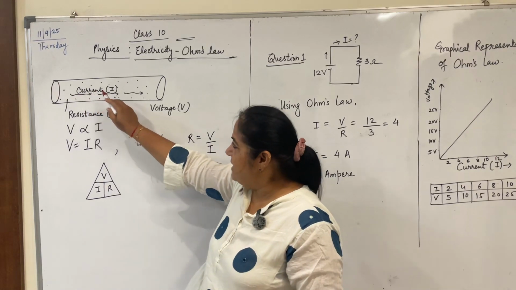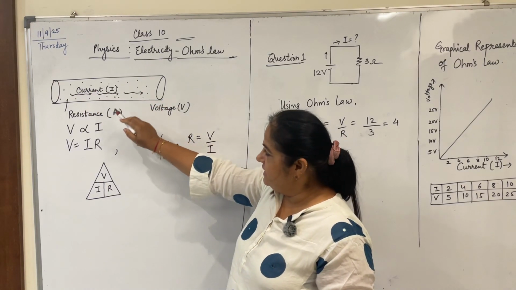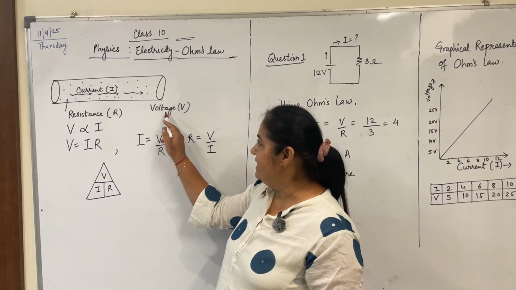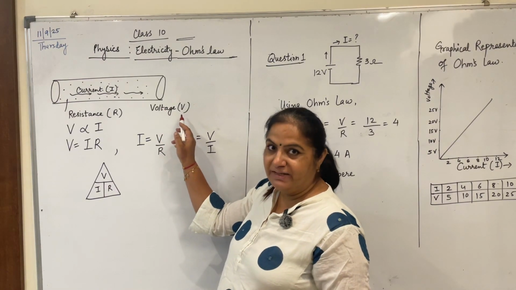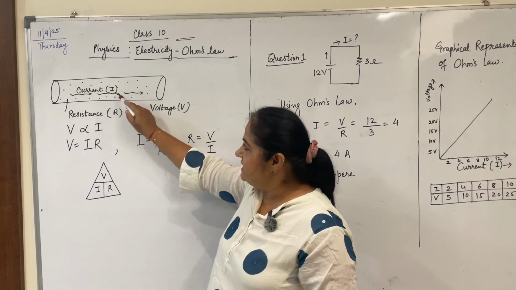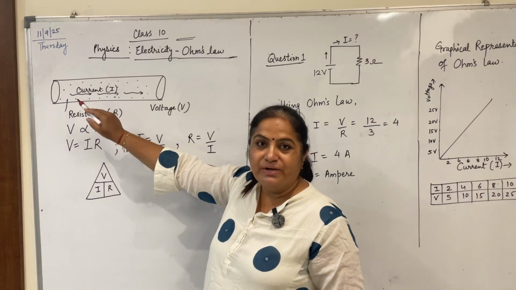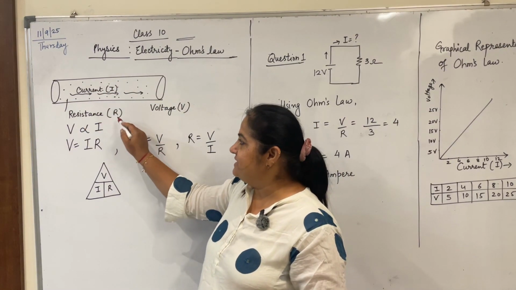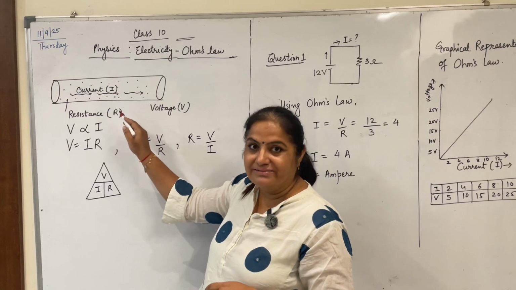So now current is passing through it and there is a voltage, the potential difference, that is called voltage. It is represented with capital V. There is some resistance in this conductor which is not allowing the whole current to pass through it. So that is represented with capital R, resistance.